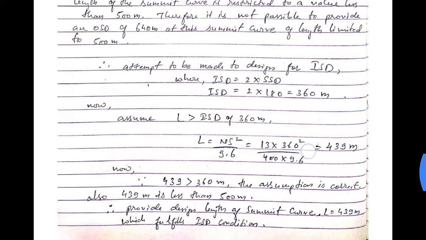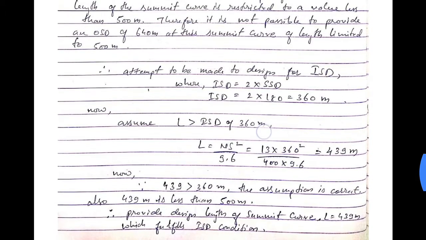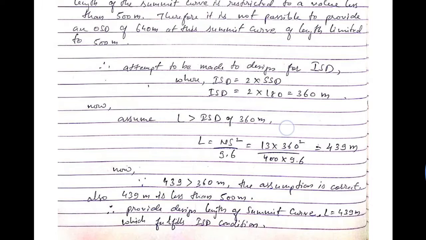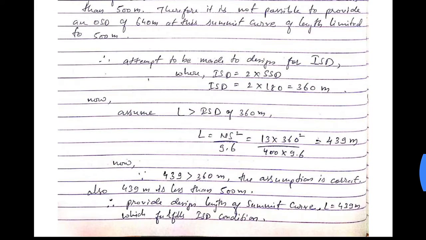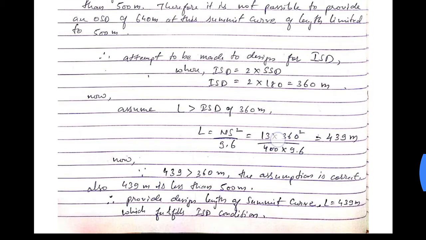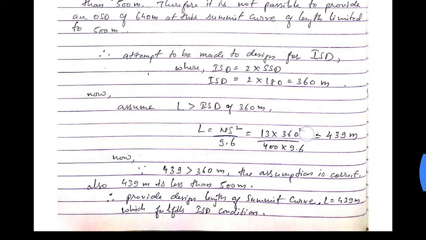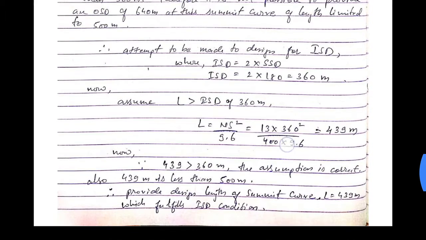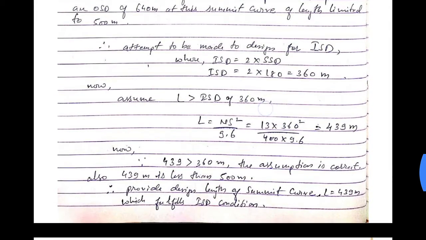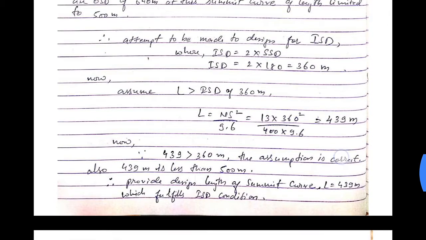Now for L greater than ISD, or 360 meters, we have the formula N S squared by 9.6. Substituting the values, N as 13 by 400 and S as 360, and solving this we get 439 meters. Now since the obtained value is greater than 360 meters, hence the assumption is correct.